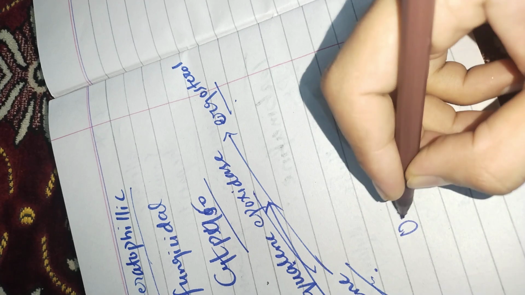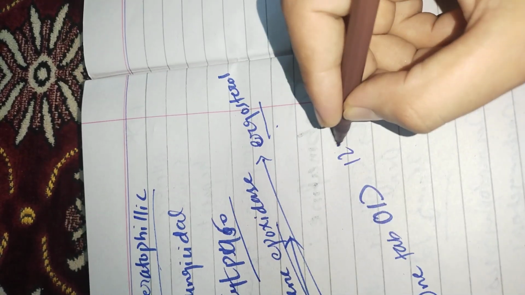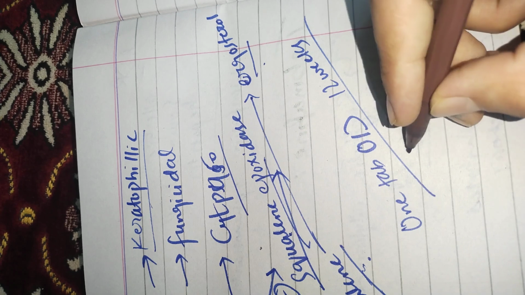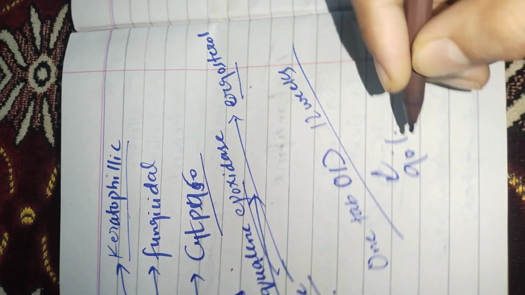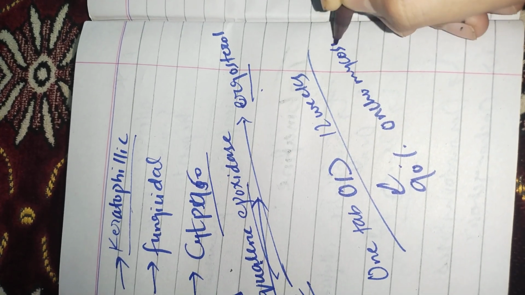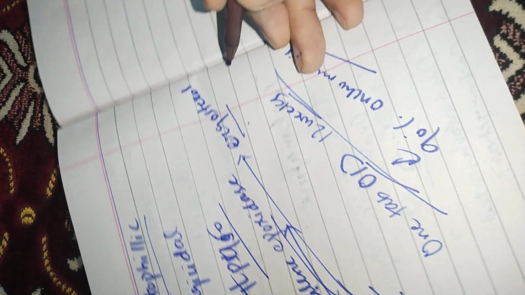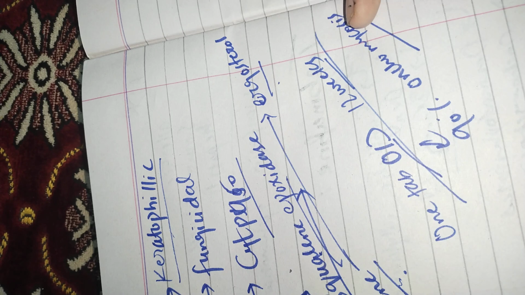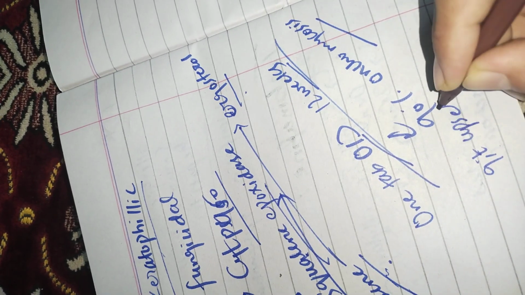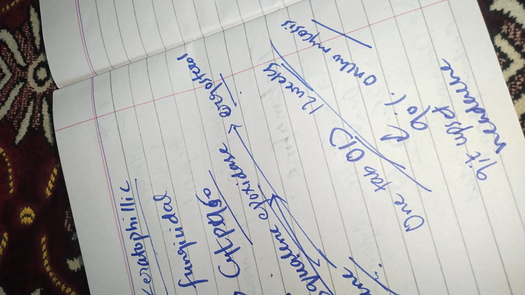We use 1 tab OD for 12 weeks of terbinafine. Onychomycosis is 90% cured by 1 tab OD for 12 weeks. The adverse drug reactions of terbinafine are GIT upset and headache.